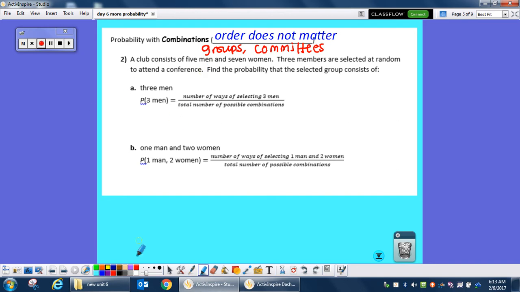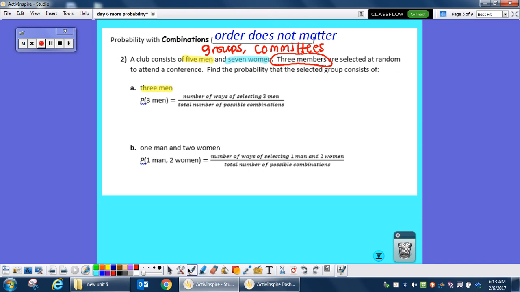A club consists of 5 men and 7 women. What I would do is I would highlight my 5 men one color and my 7 women another color. 3 members are to be selected at random, so you need 3 members to attend the conference. Find the probability of, and the first question asked, 3 men. Okay, so we need 3 men.